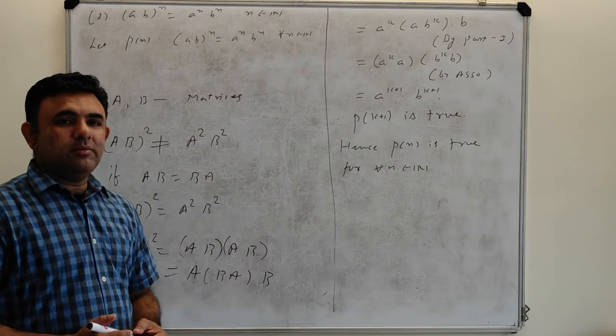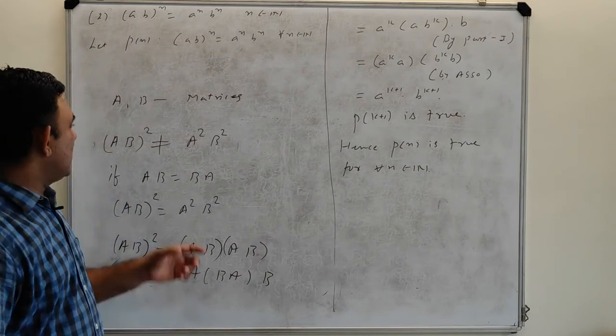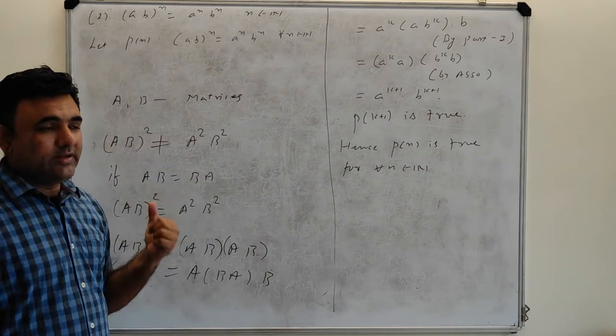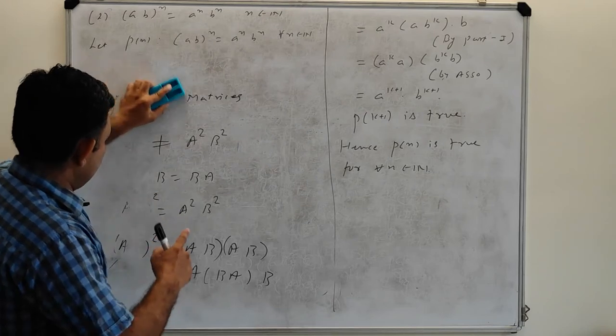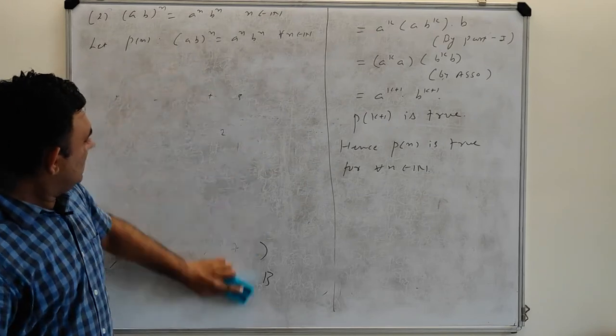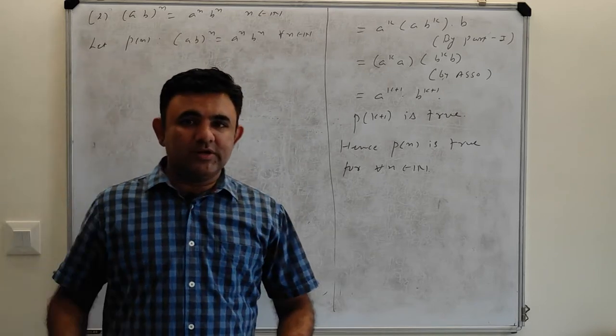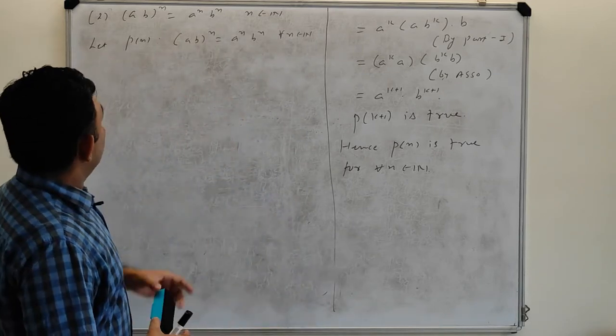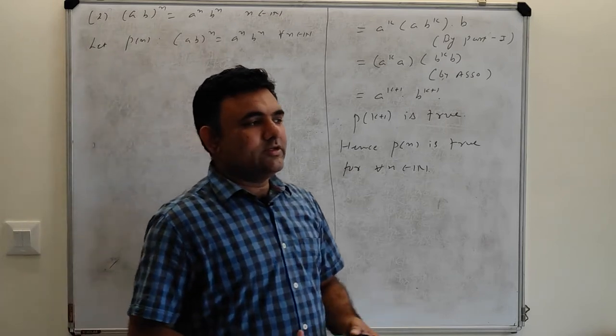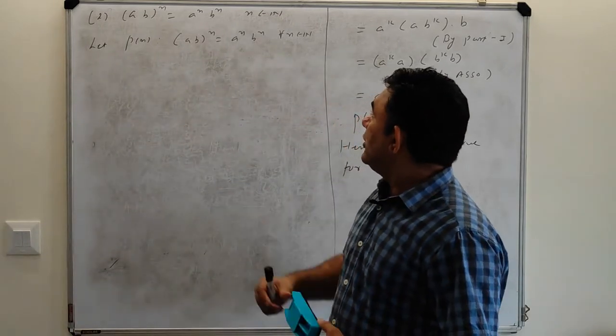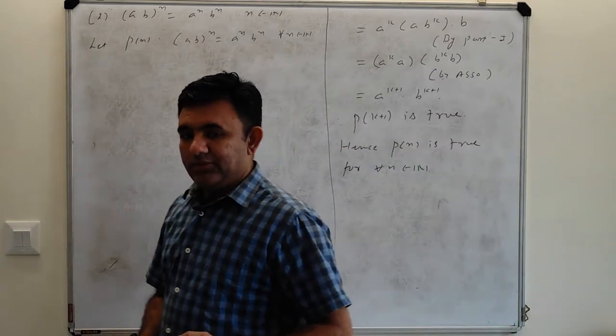But if A and B commute, then you can distribute power separately, but positive power. And you can also separate the negative power, so that you can prove this result is also true for n belongs to Z if AB is equal to BA.